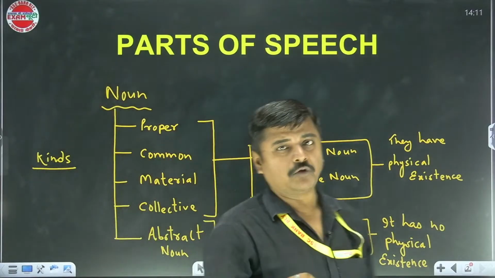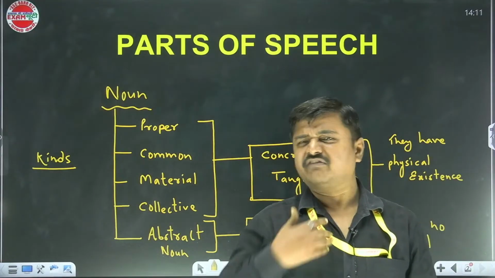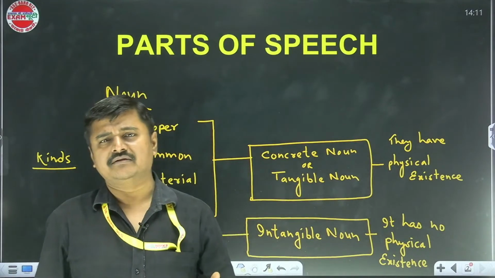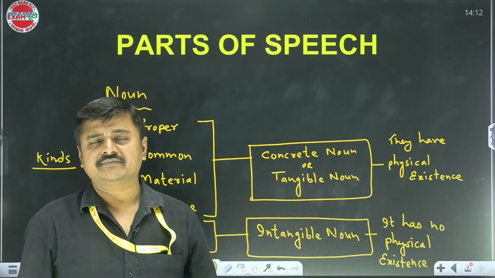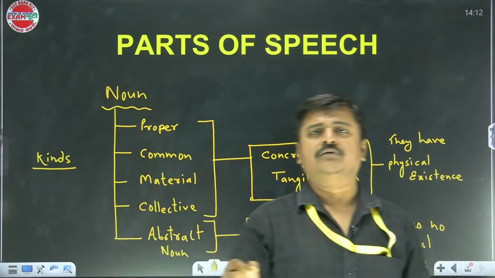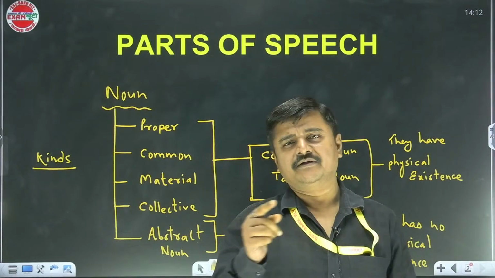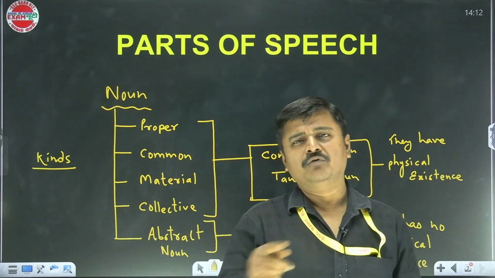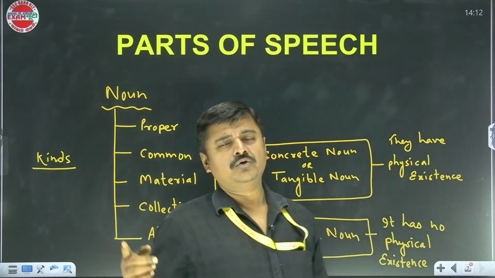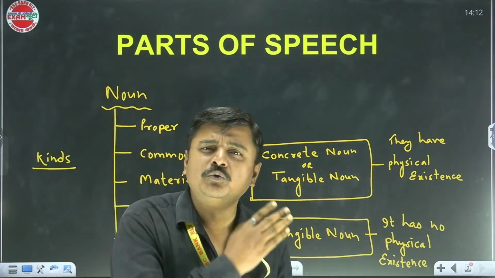In abstract noun or intangible noun, there is no length. Whatever example you take, just go and think about it. Any example, you just name it, you will find it. In all the examples of abstract noun, you will find that there is no length, no breadth, no height, no width, no depth, no area, no volume, no order, no shape, no size. There is no such concept.